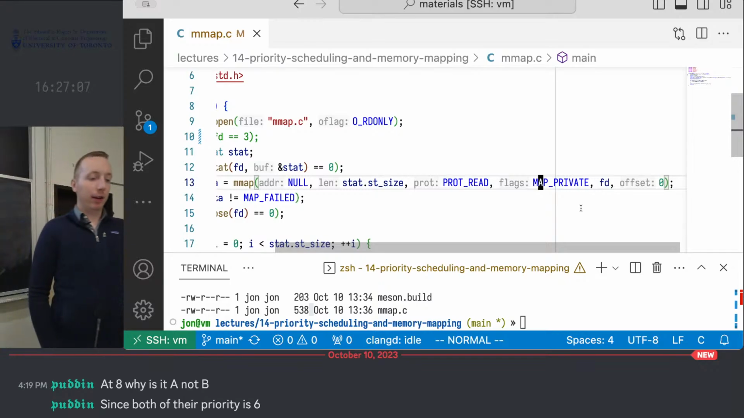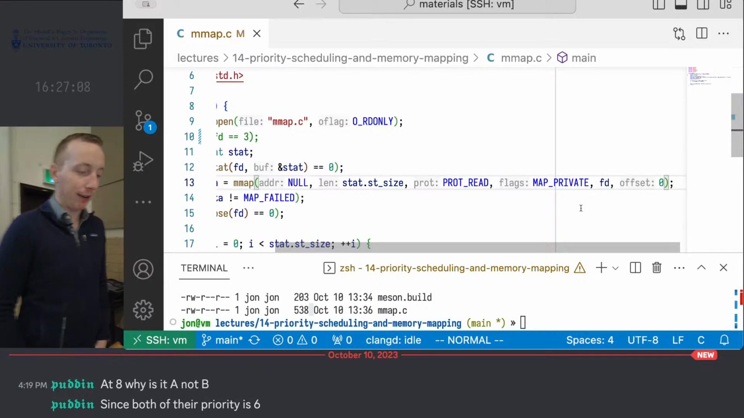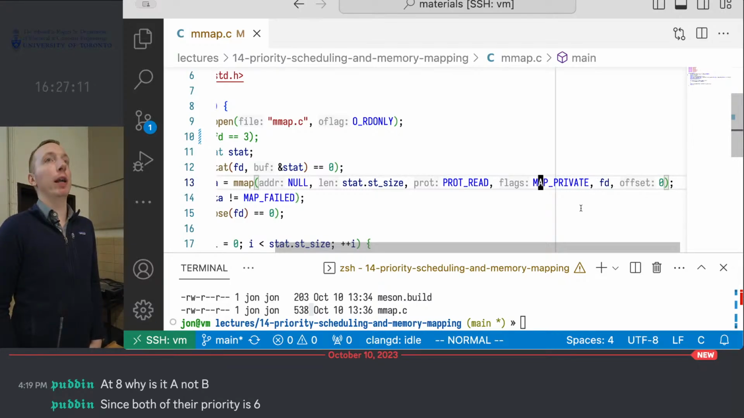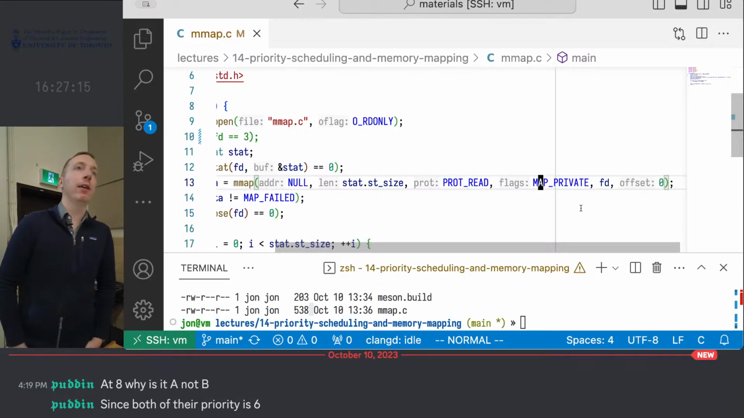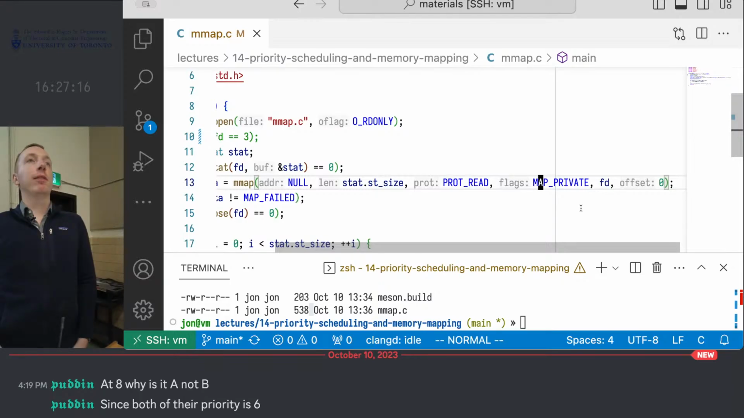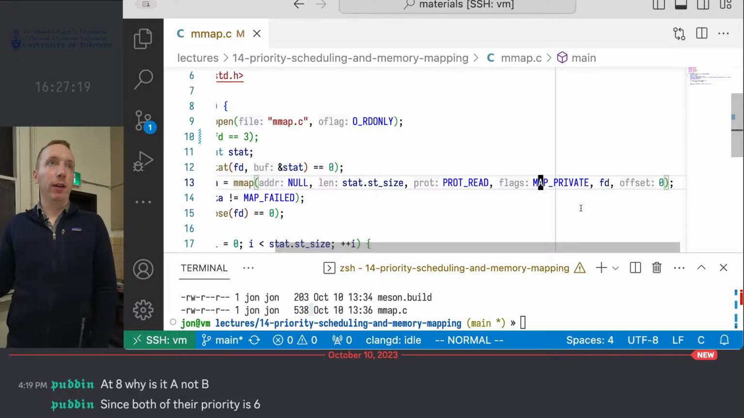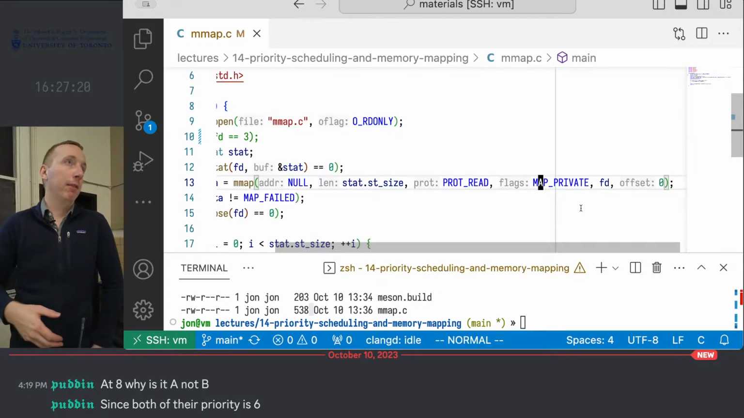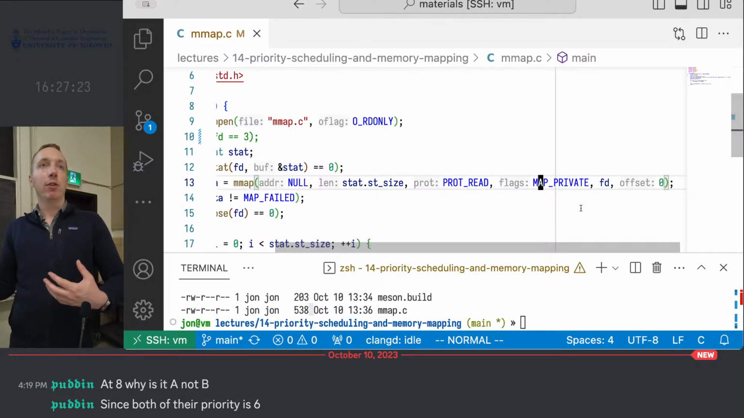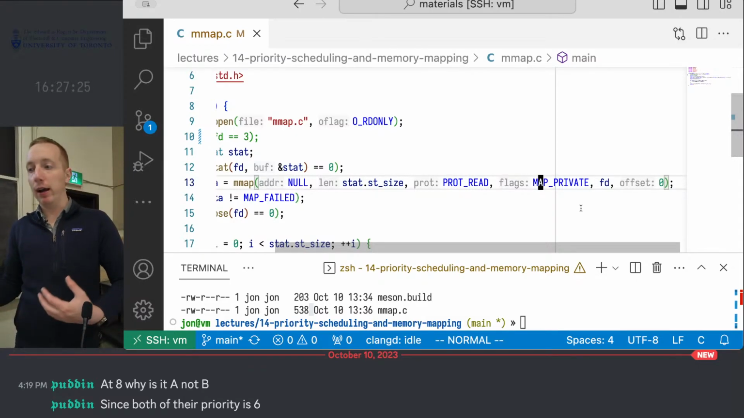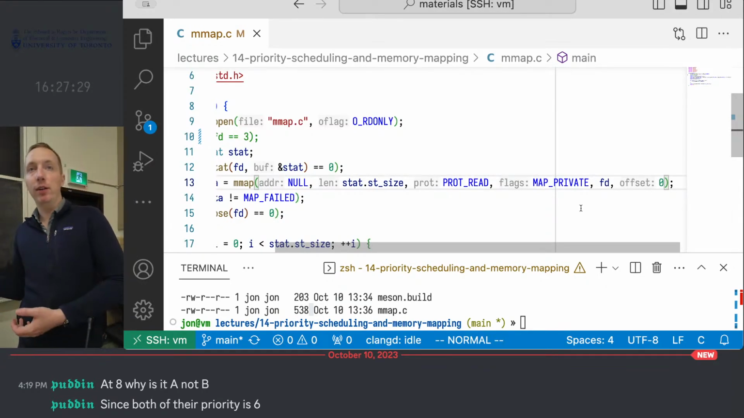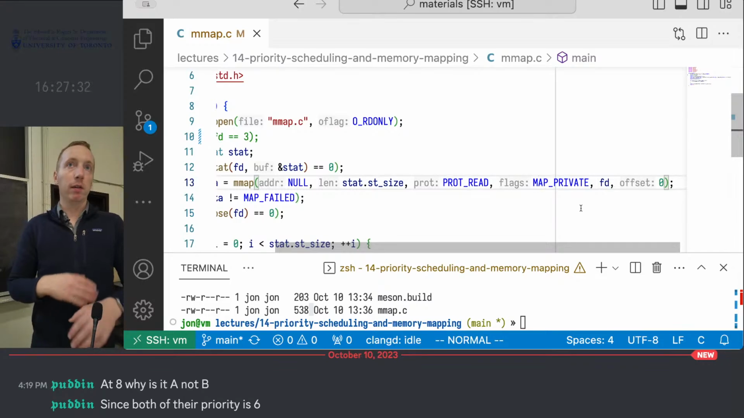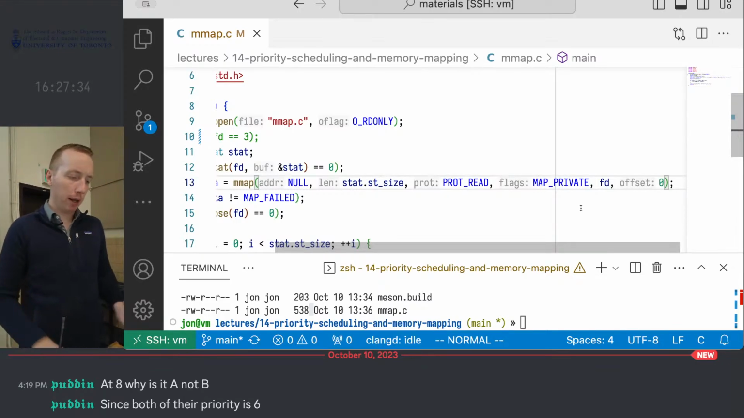This flag specifies what happens when a fork happens. Right now it says map private. That means for each process, if you fork, it's going to behave like fork normally behaves, in which case your own virtual memory space is yours. It's independent. If one process changes it, it doesn't change it in the other. That's what we know and love.